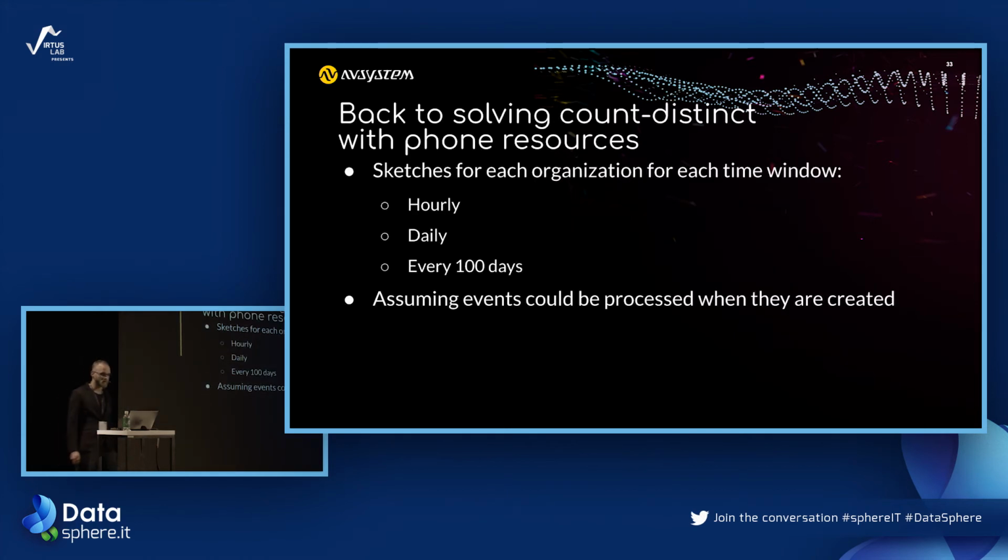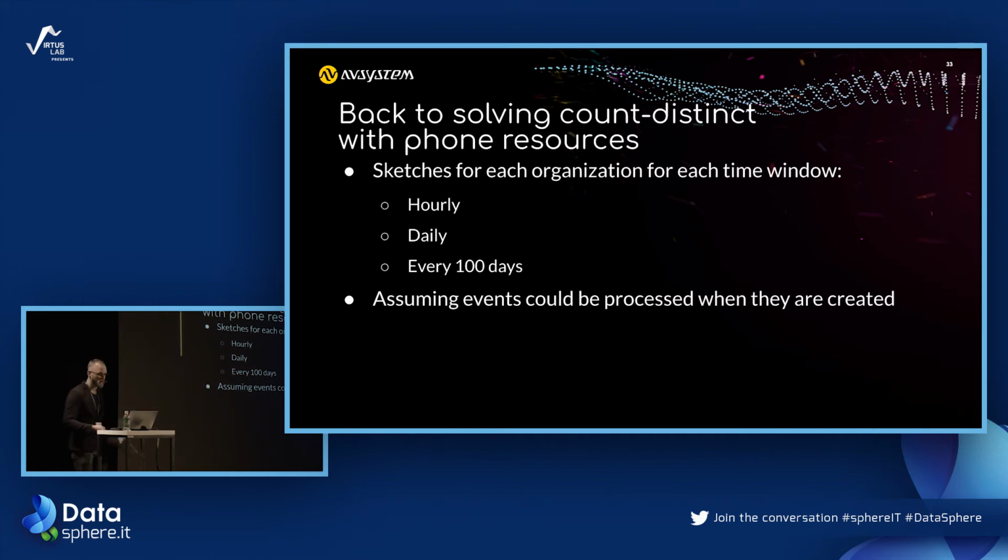So back to solving count distinct with phone resources. How can we solve the problem? We keep a sketch for each organization and time window. Time windows are hourly, daily, and every 100 days. Assuming events can be processed when they are created, when an event comes, I feed the corresponding sketches with it. And finally, when the query comes, I retrieve the corresponding sketches and merge them.